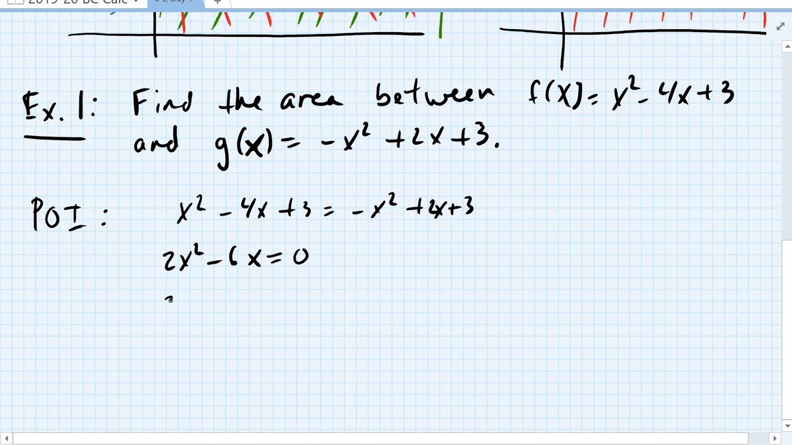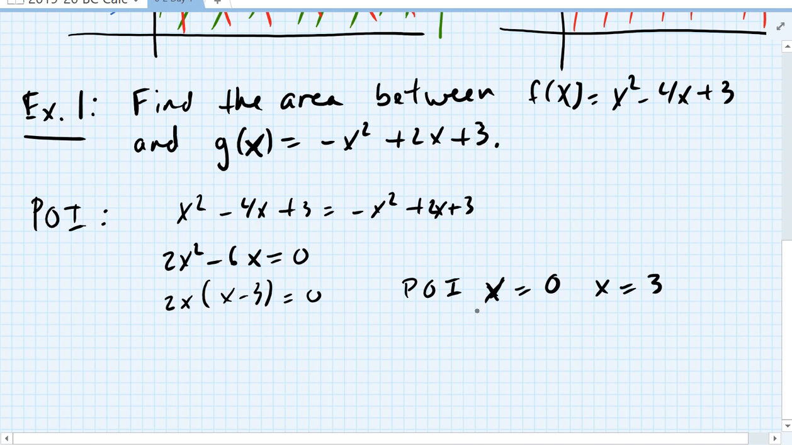Well, if I factor out a 2x, I get x minus 3. And my points of intersection are x equal to 0 and x equal to 3. Does everyone agree? Yeah.